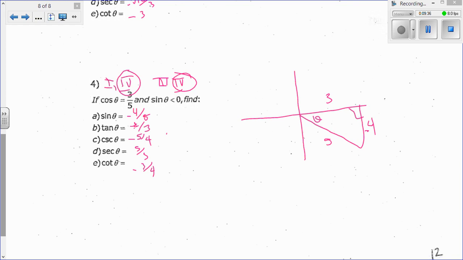My third side is then 4 because it's a 3, 4, 5. As long as 5 is on the hypotenuse and 3 is one of the sides, you can do a 3, 4, 5. Sine is opposite over hypotenuse, so it's -4/5. Tangent is opposite over adjacent, so it's -4/3.